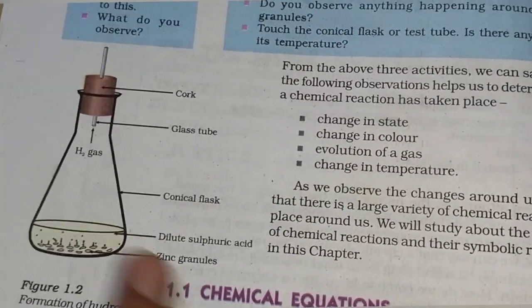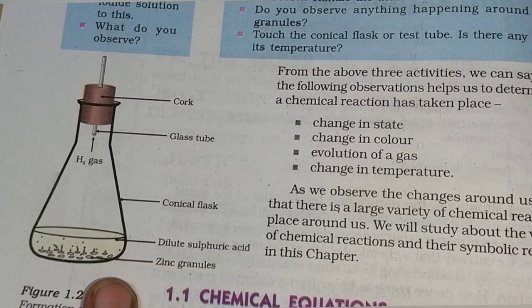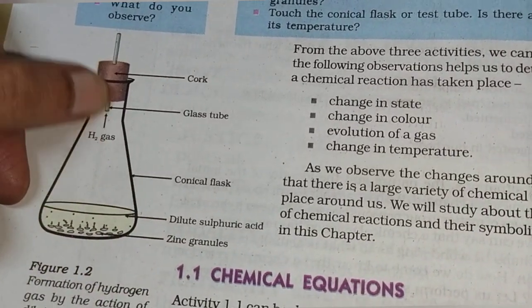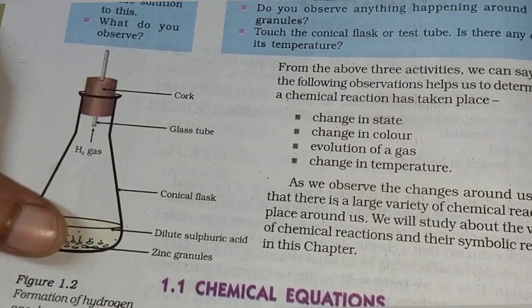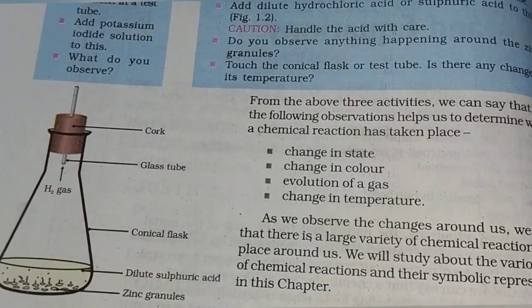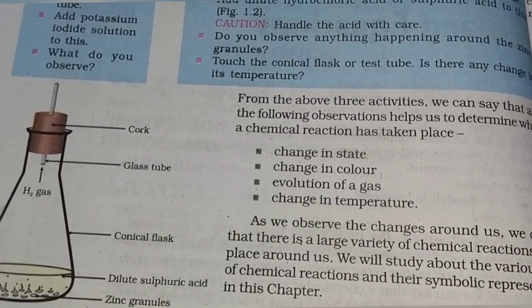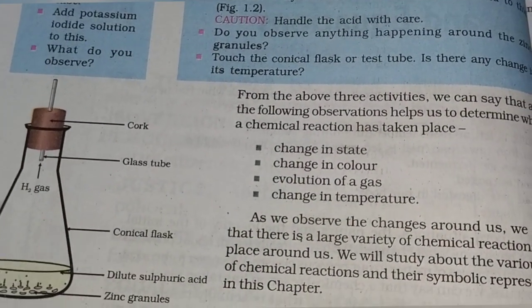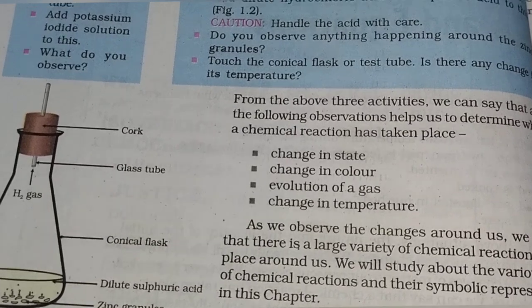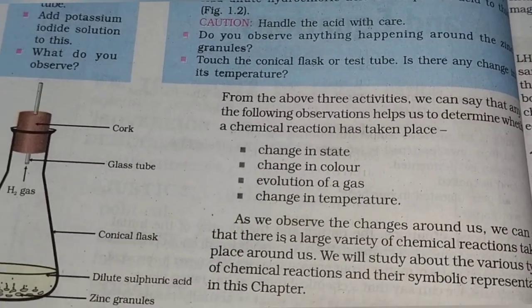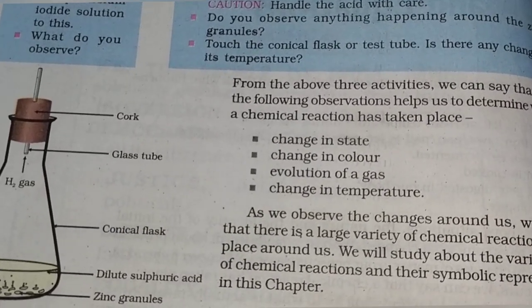Yes, no. So from this we can say the chemical reaction took place and the hydrogen gas will be released, that will be coming outside. So from the above activity we can say that the following observations help us to determine whether a chemical reaction has taken place. So when we do one reaction, how can we know that a chemical reaction has taken place?